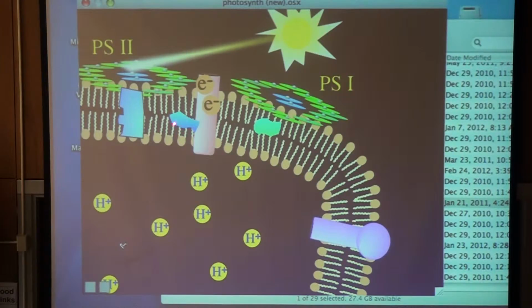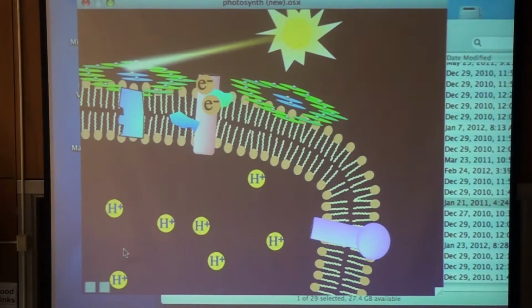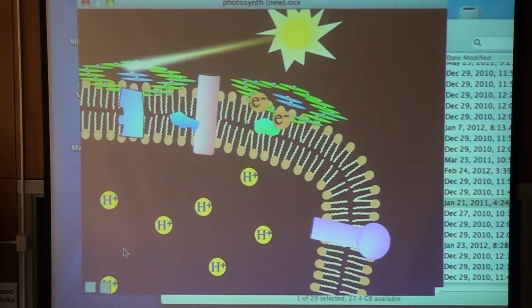Plastoquinone shuttles between photosystem 2 and the cytochrome complex. Plastocyanin shuttles electrons between the cytochrome complex and photosystem 1. But they're all part of the electron transport system. Anyway, plastocyanin goes over there, picks up the pair of electrons, shuttles it to photosystem 1. And what's going to happen to them there?